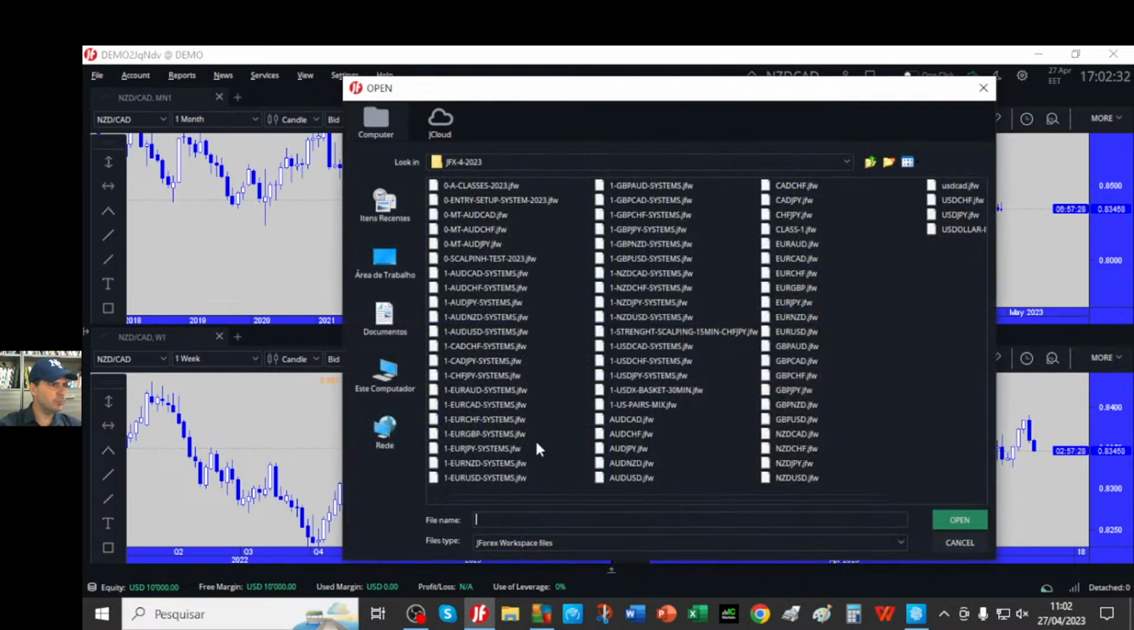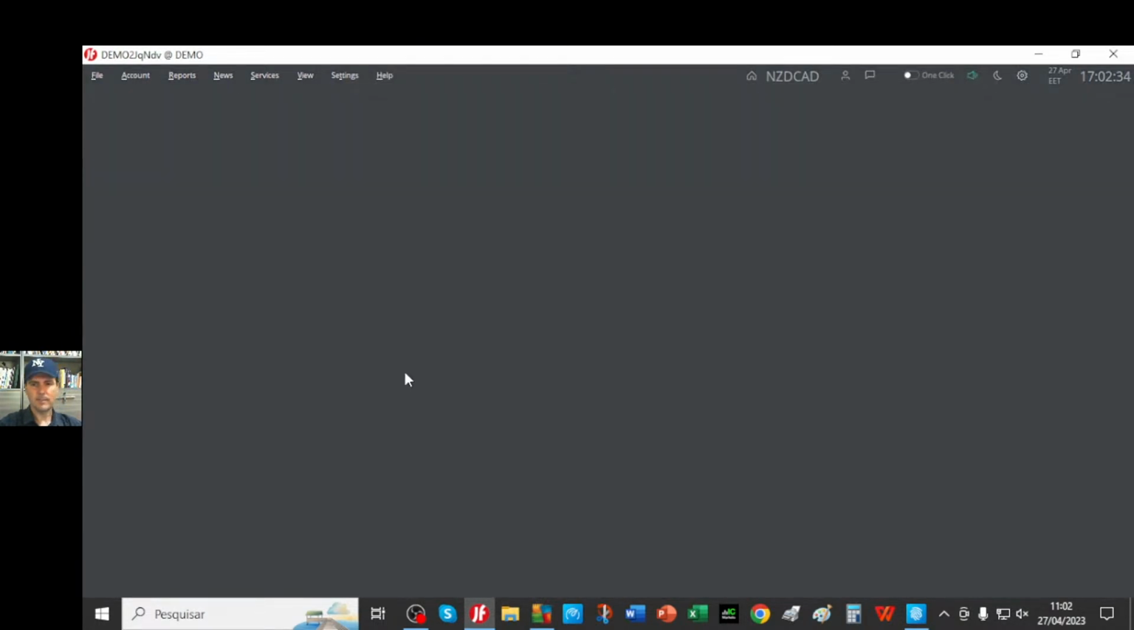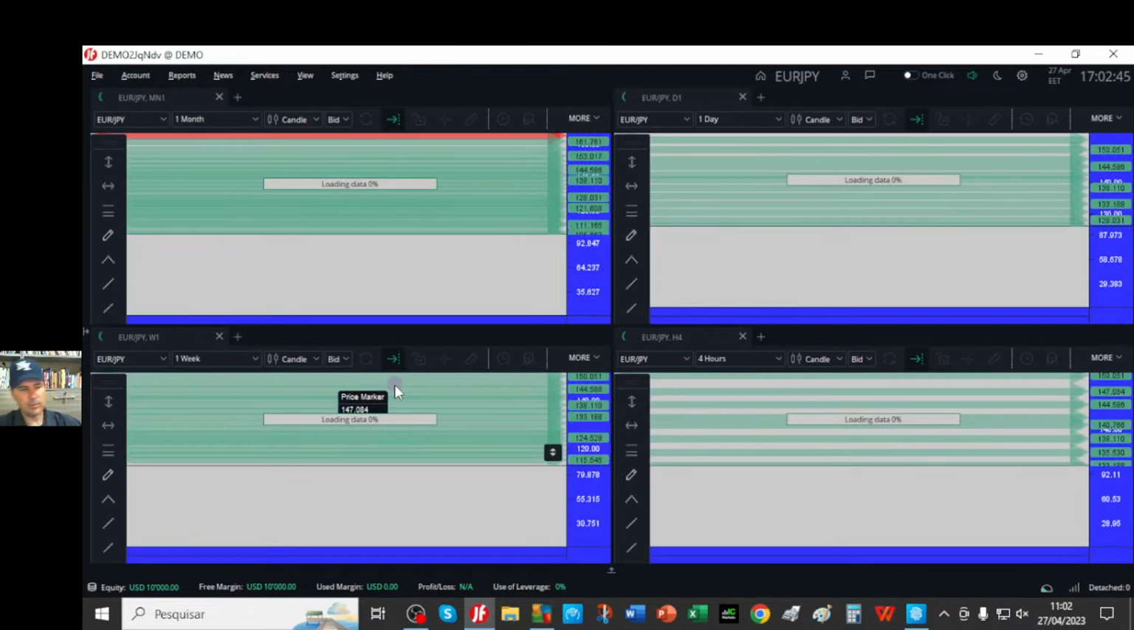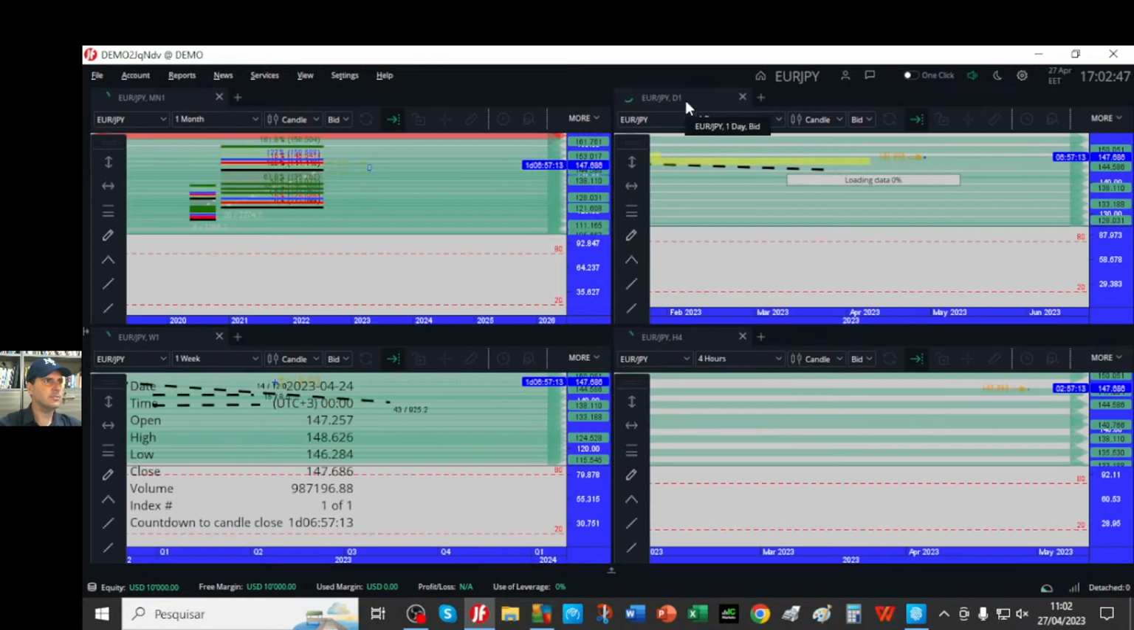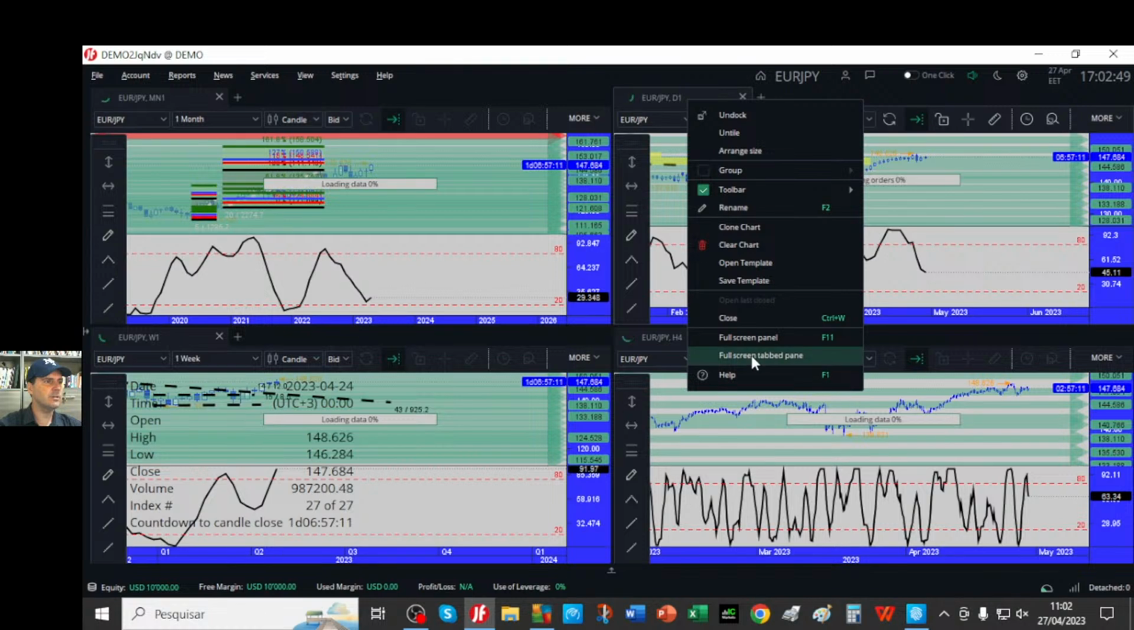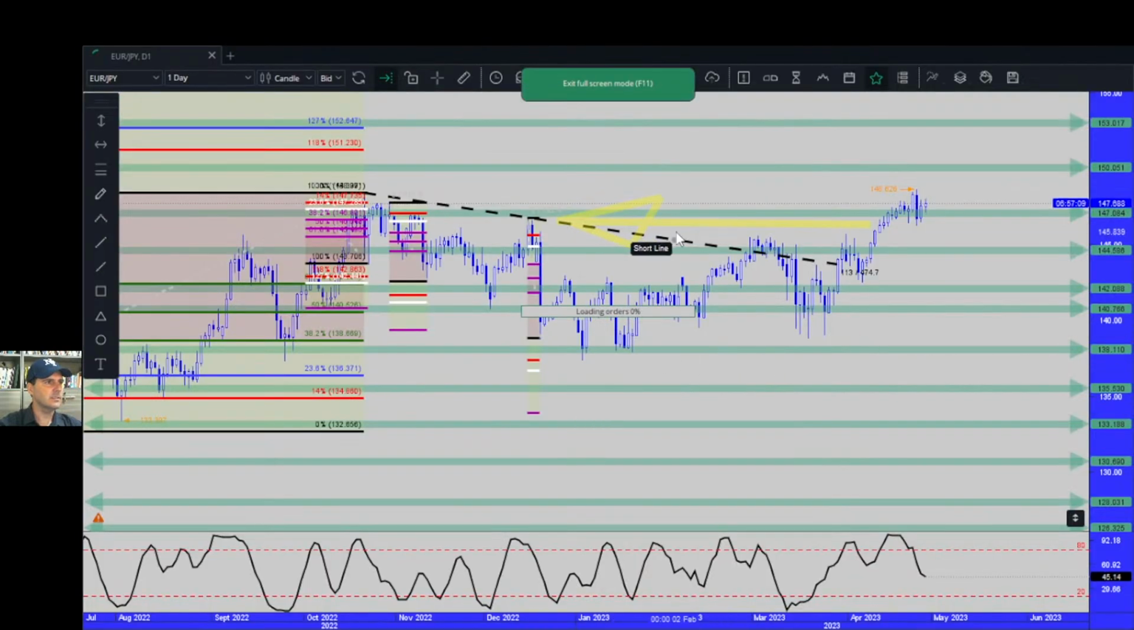Everybody, let's open Euro JPY. Euro JPY this time. Working on my chart, 17 done and 11 to go, very good. Everybody, let's open the Euro JPY daily chart.